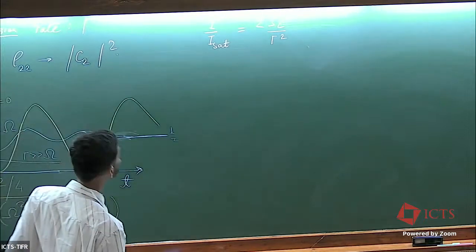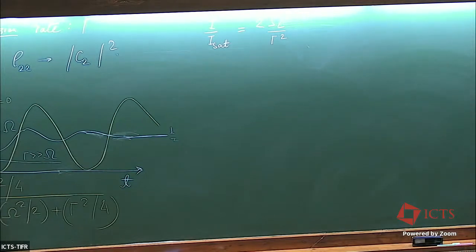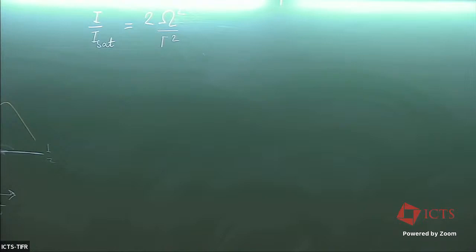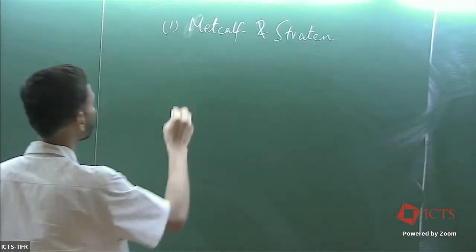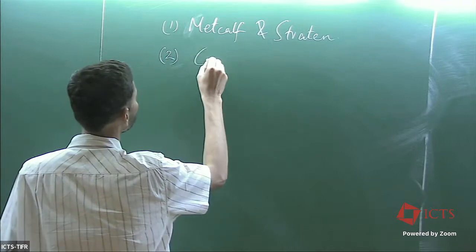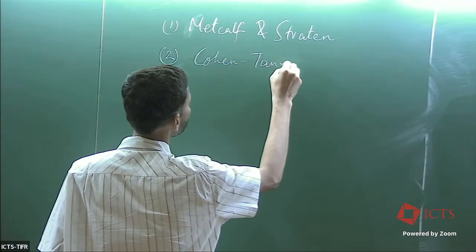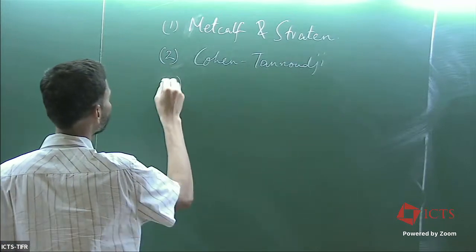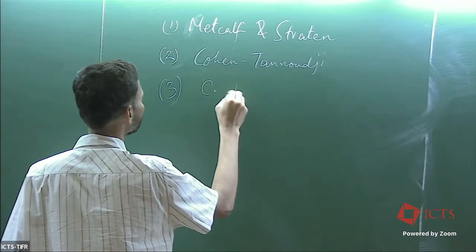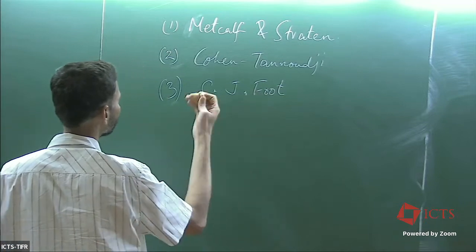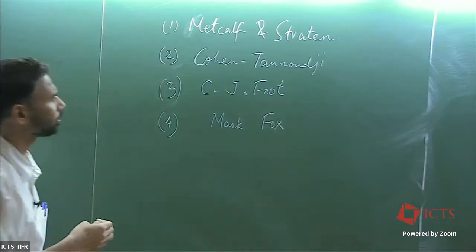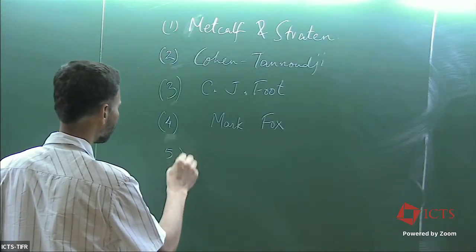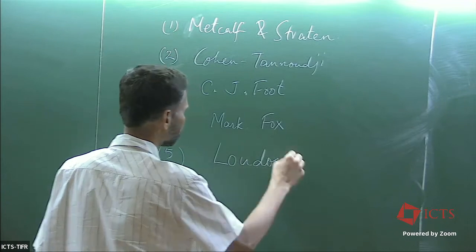By the way, I should write down what are the good places. You can look at, of course, Metcalf and Van der Straten, a book called Laser Cooling. That's one book where you can look. For just quantum mechanics, Cohen-Tannoudji is great. Also Sakurai. For beginners, one good book is by C.J. Foot on atomic physics, in very simple language. And there's a Mark Fox book on quantum optics. Most of the literature things will be discussed over there. There's also a quantum optics book by Loudon.